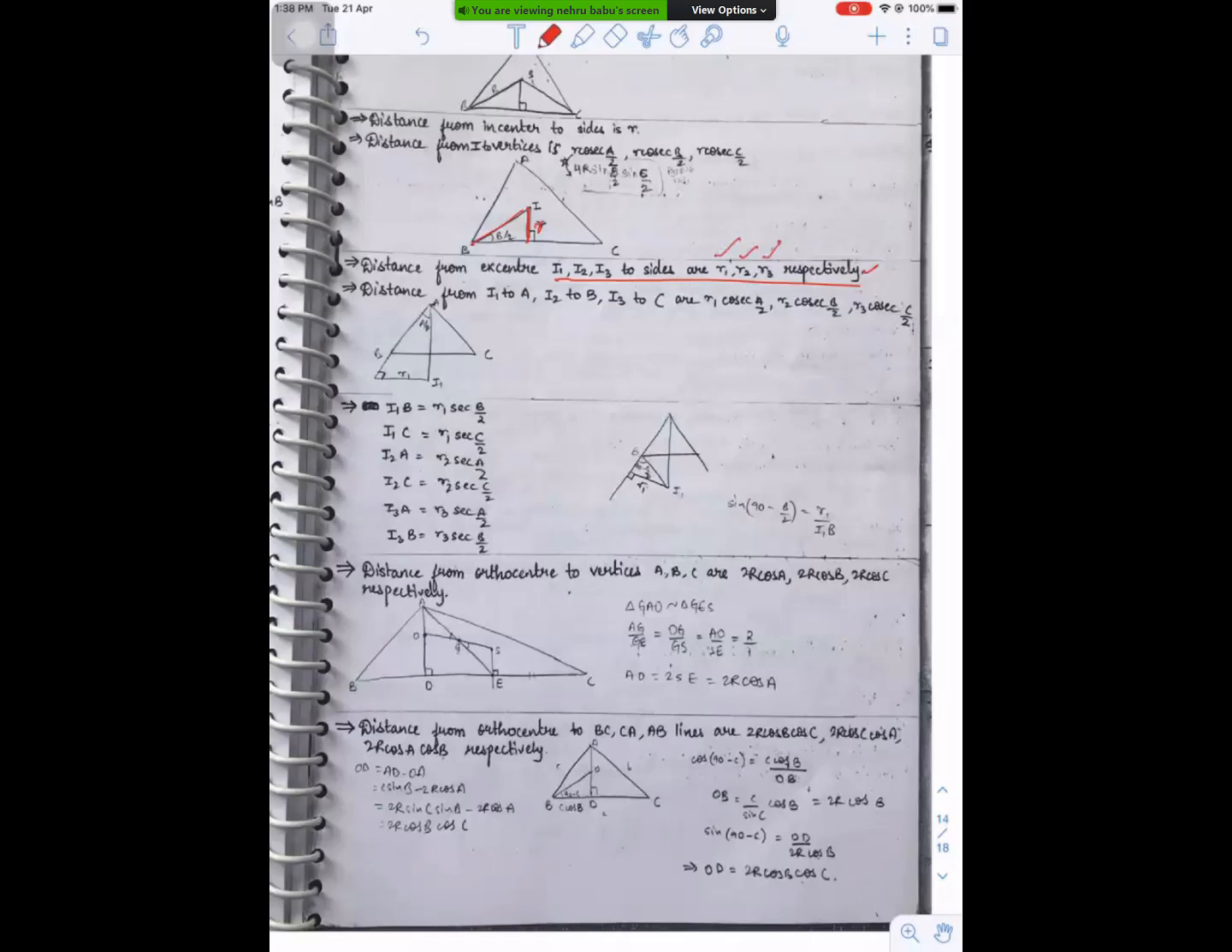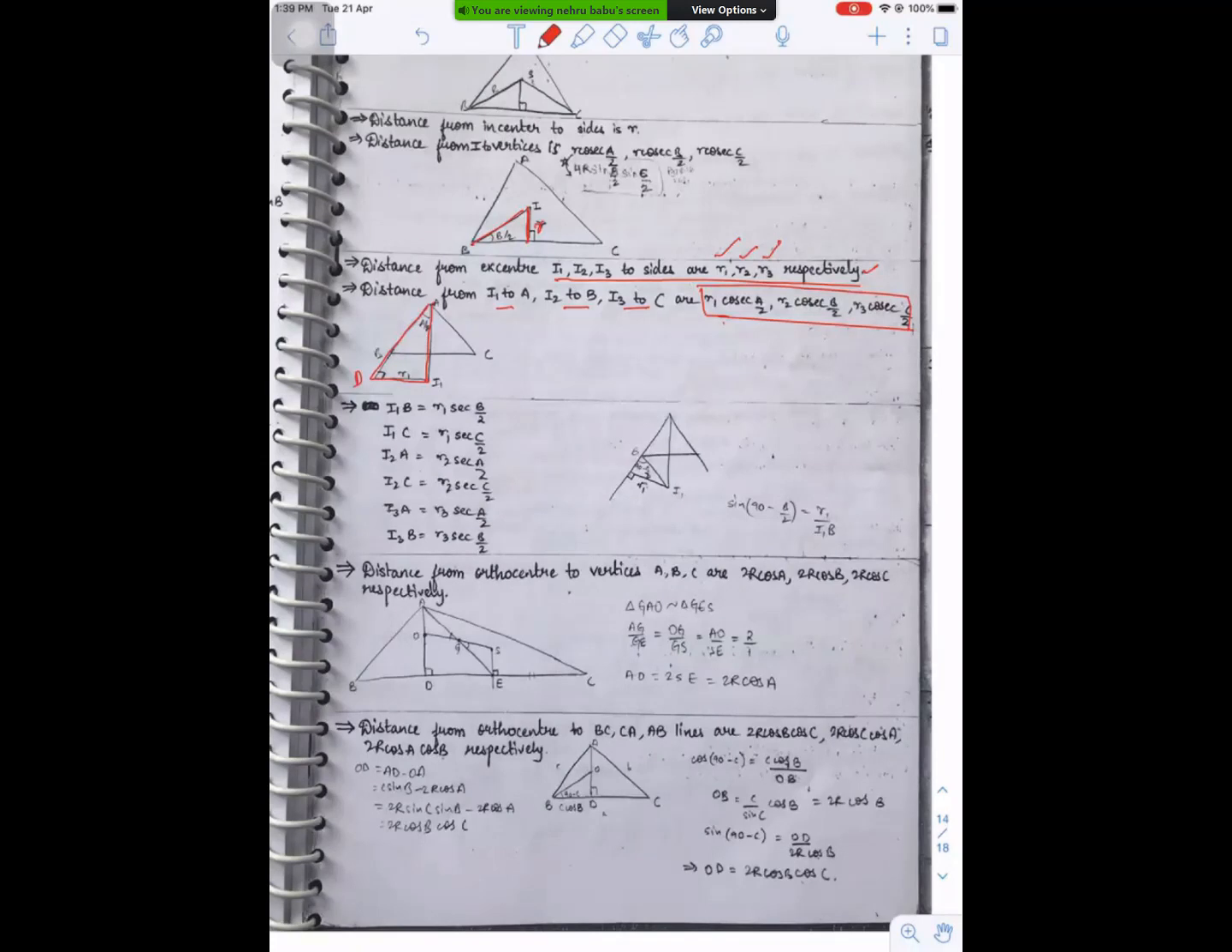In the same way, consider the distance from I1 to A, I2 to B, I3 to C. If you take this result, you will get R1 cosec A by 2, R2 cosec B by 2, R3 cosec C by 2. Why do we have that result? If you take the perpendicular from I1 to line AB, and assume the foot is D, call it I1D.